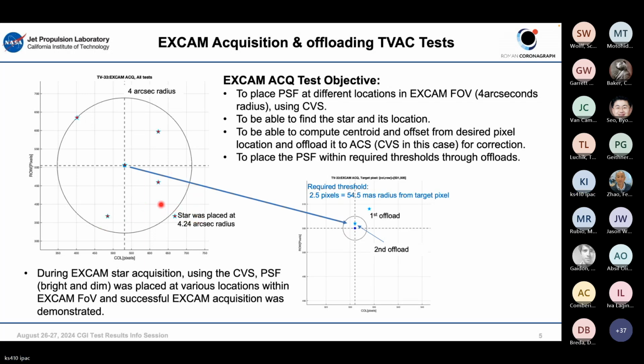and we used the CBS to place the PSF at these locations, and then we did compute the centroid and offset from that desired pixel, gave it to CBS, and CBS did the correction for us. CBS was our ACS as well. And so we did it with the different type of stars, bright and dim, and all of them were successful.